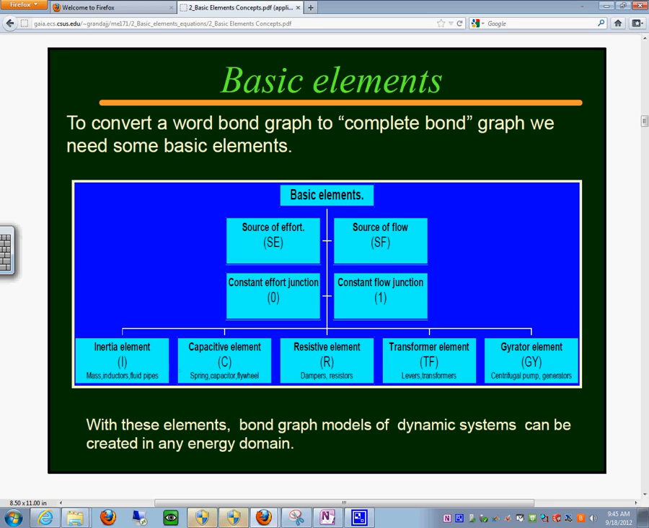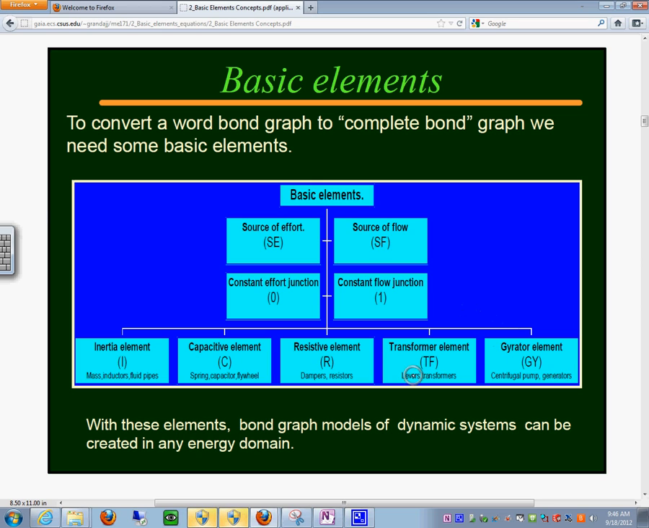Well, let's go with examples. The I element is just a mass, or if it is in rotation, it would be rotational inertia. But the capacitive element is like a spring, it stores potential energy, and in this case we call it the C element. And it's like a spring, as I said, or a capacitor in an electrical system. You have a resistive element, which is the one that dissipates energy, such as a shock absorber, for example, on a suspension of a car. In this case, we call it the R element.